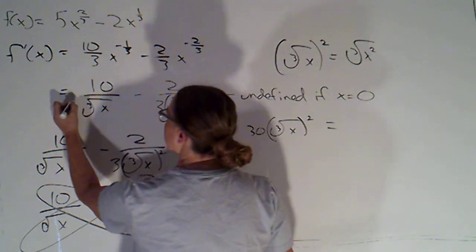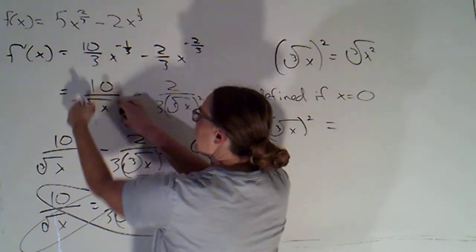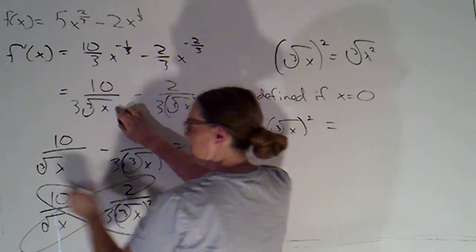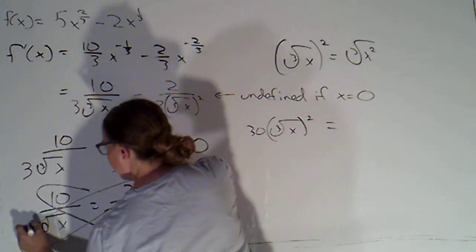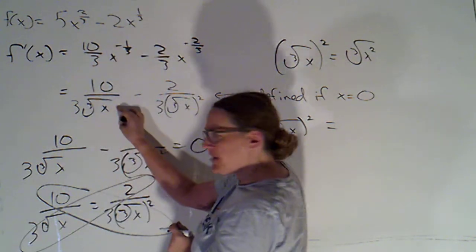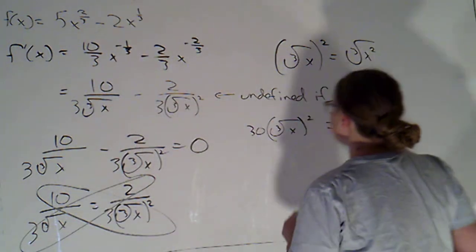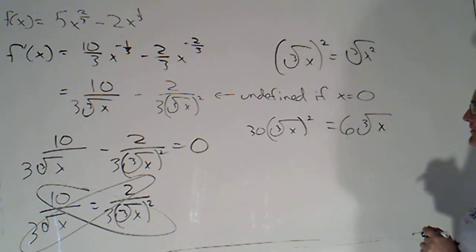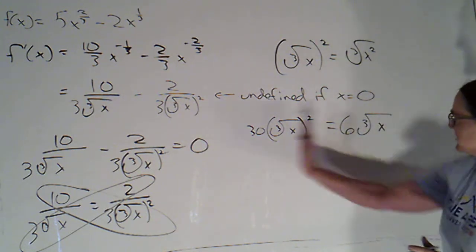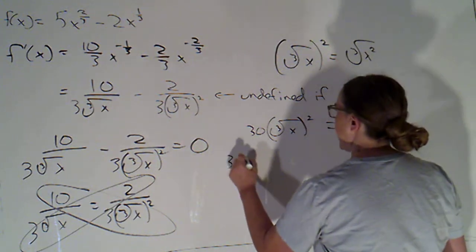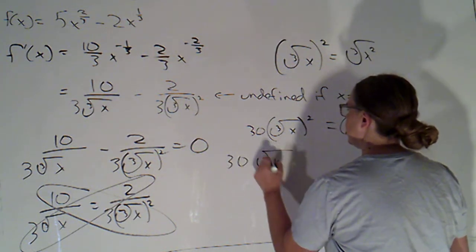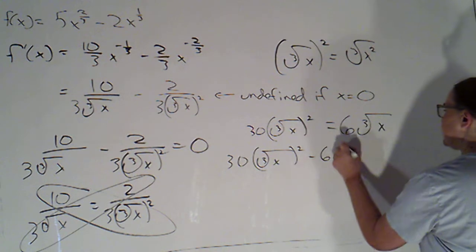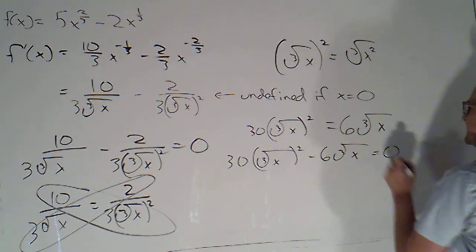I'm sorry, I dropped a 3. This should have been 10 over 3 times the cube root of x. So there should have been a 3 here and a 3 here. My bad on that. So this is going to be equals 6 times the cube root of x. Now that I've gotten rid of the denominators, I'm going to go back to subtracting this over. So 30 times the cube root of x squared minus 6 times the cube root of x equals 0.